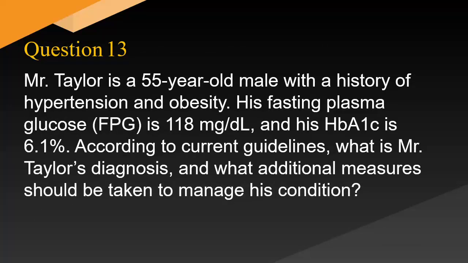Mr. Taylor is a 55-year-old male with a history of hypertension and obesity. His fasting plasma glucose (FPG) is 118 mg/dL and his HbA1c is 6.1%. According to current guidelines, what is Mr. Taylor's diagnosis and what additional measures should be taken to manage his condition?